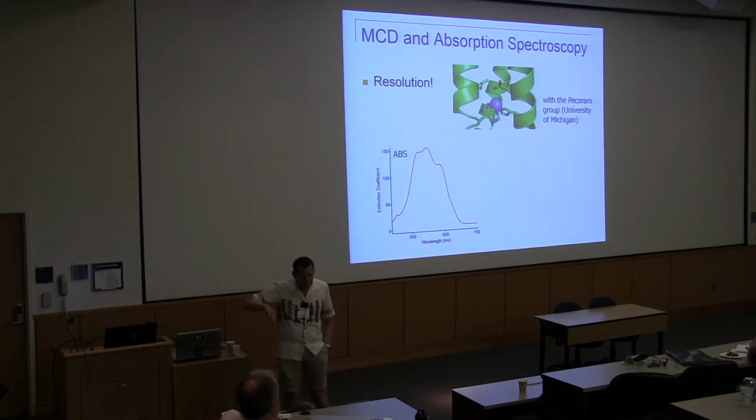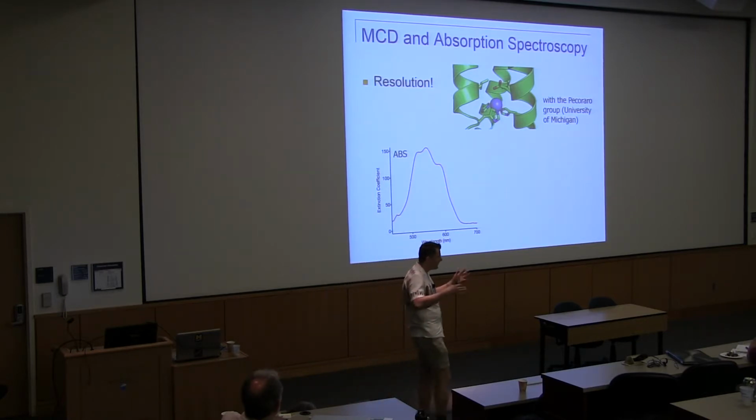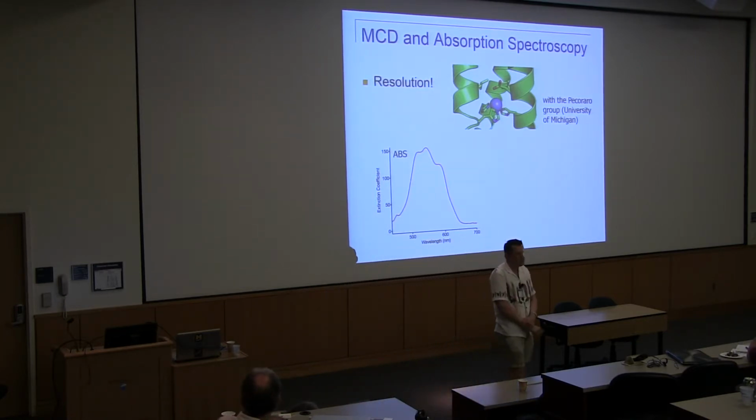And then of course MCD is assigned intensity, so intensity can be positive or negative, and so if you have a bunch of bands that are overlapping in an absorption spectrum, they just all add up to a giant blob. But if you're lucky in MCD, and some of them have different signs, you can resolve transitions better.